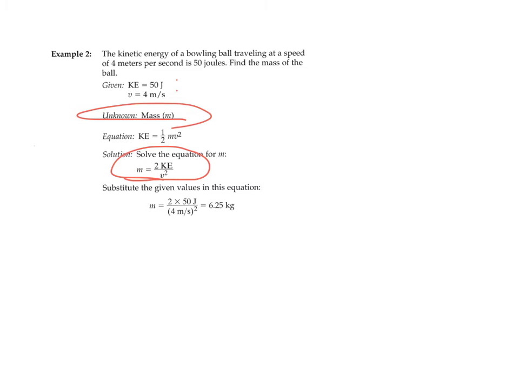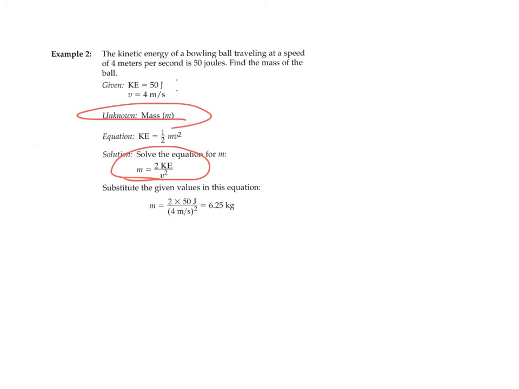So once we do that, we have 2 times our kinetic energy, which is 50 joules, divided by 4 meters per second, and everything in there is squared. All right? And so when we do that, we get 6.25 kg. So just so you know, let's go ahead and write the units out long way, because you'll have to do this on your quiz to show that you understand how your units cancel out.